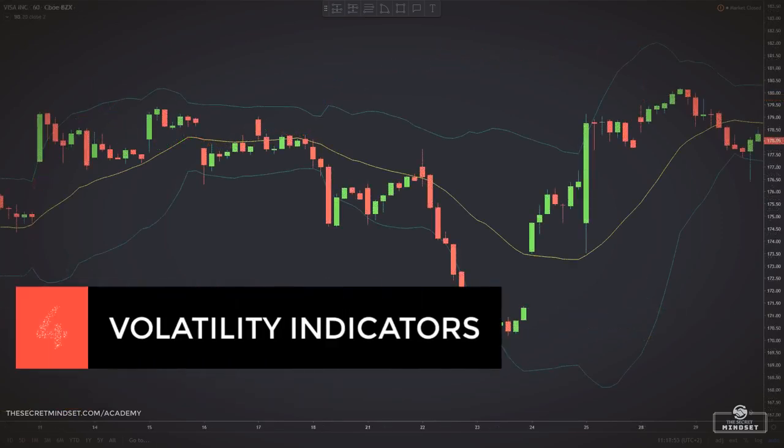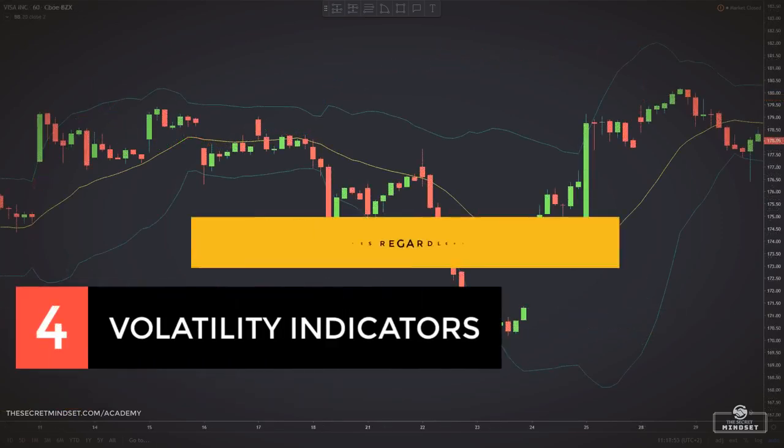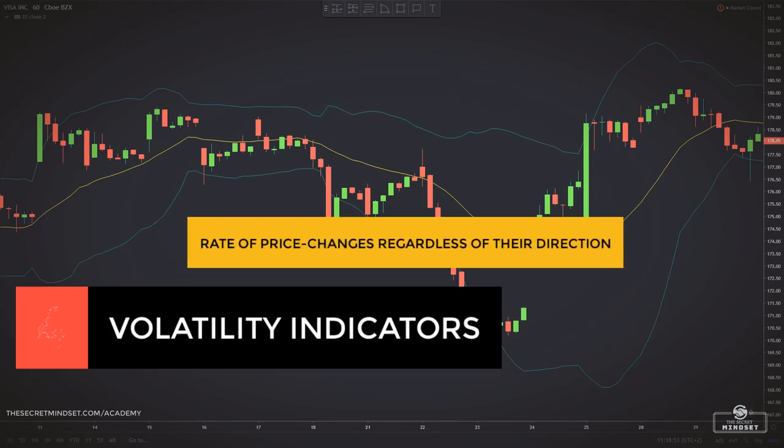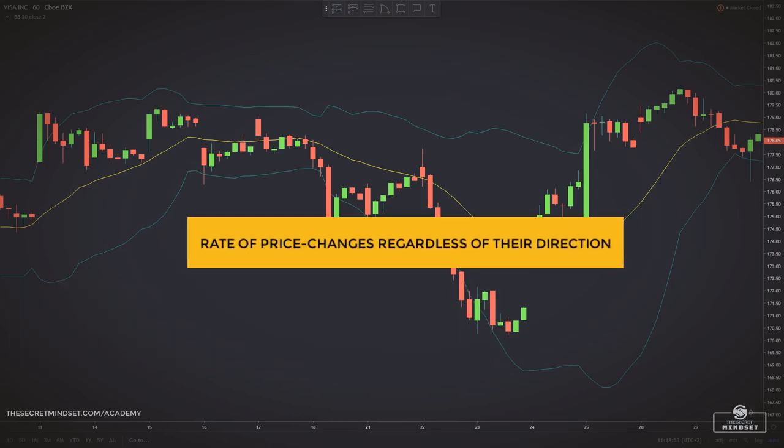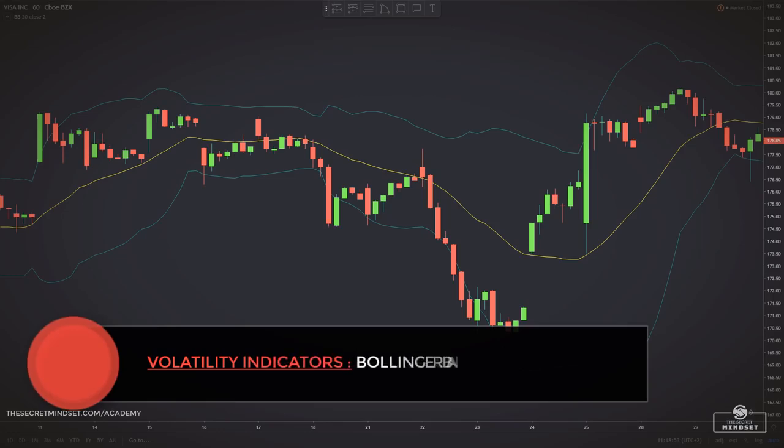As their name suggests, volatility indicators measure the rate of price changes regardless of their direction. Volatility indicators rise when markets are fast and fall when the markets are slow. Popular volatility indicators include Bollinger Bands and the average true range.